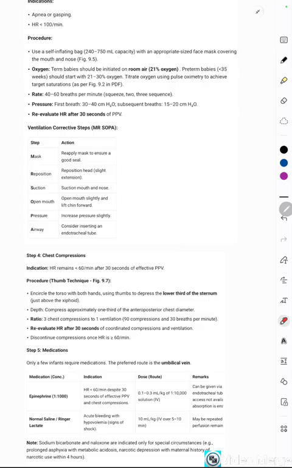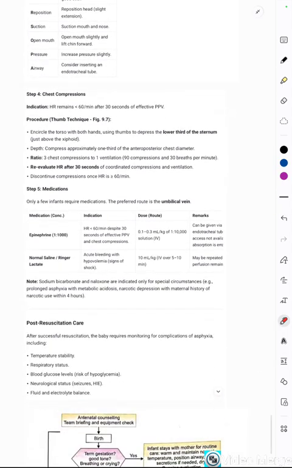Then some corrective steps can be done, called the MR SOPAR criteria. M is for mask reposition, with proper E and C technique to be used. Then head repositioning should be done. Then suctioning of the secretions from mouth to nose, open mouth, increase pressure, and AR stands for alternative method, which should be tried. That is considering an invasive method, that is endotracheal intubation.